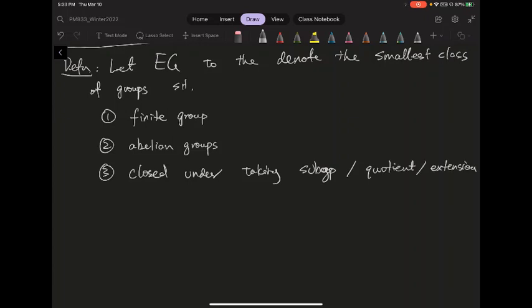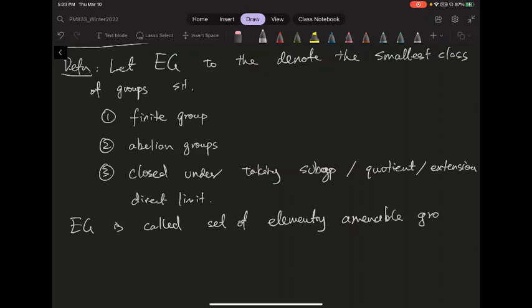Basically, you have a normal subgroup, and this subgroup and the quotient are both amenable, and you can build up a new amenable group. That's called taking an extension. And finally, closed under taking direct limits. So if your group can be constructed using all of these finite groups and abelian groups, and taking quotients, extensions, direct limits, and so on, that's called an elementary amenable group. So EG is called the set of elementary amenable groups.